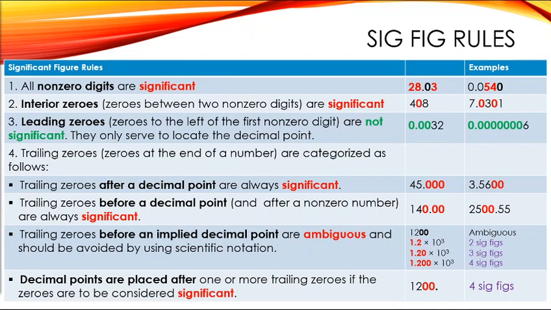And so the first rule should be the one that makes the most sense. All non-zero digits are significant. Meaning in this 28.03, that 2, that 8, that 3, all of them are going to be classified as significant. And so any number 1, 2, 3, 4, 5, 6, 7, 8, 9 is always going to be classified as a significant digit. I'll talk about the rules for that 0 in a little bit, but your 28.03 has 4 significant figures.